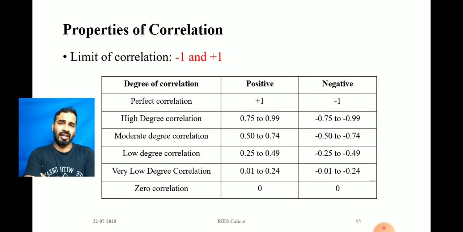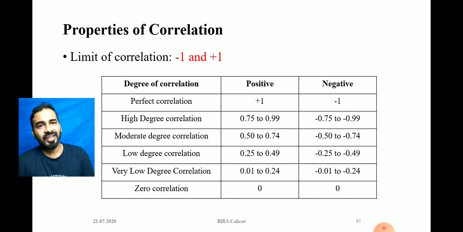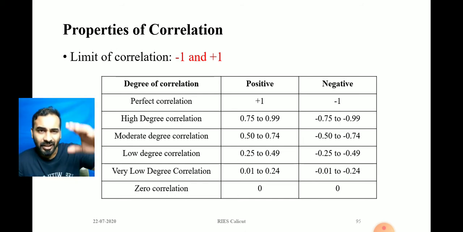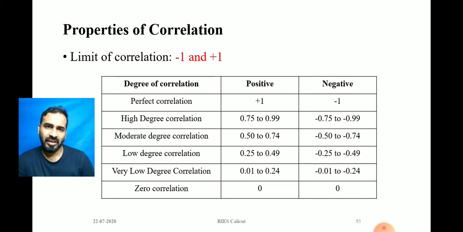Coming to the second one, the value of the correlation will always lie between minus 1 and plus 1. You won't get a value beyond minus 1 or beyond plus 1. If your value is plus 1, there is a perfect positive correlation. If it is minus 1, there is a perfect negative correlation. If your value is 0, then there is no correlation. And in between minus 1 and plus 1, a large number of values are possible.